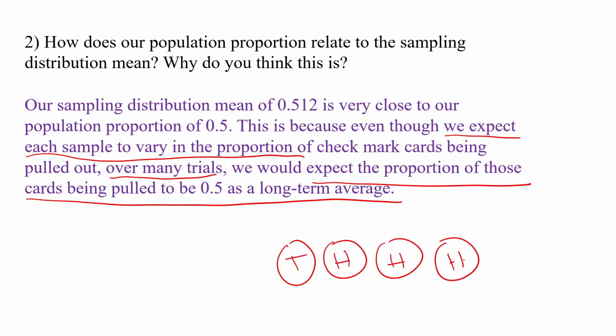if we flipped a coin 5 times and got tails and then 4 heads, we wouldn't necessarily think, oh, it's an unfair coin or anything like that. What we would expect is if we continued flipping the coin, the long-term average would even out. And it would be about 50% heads, 50% tails. And that's the same thing with our sampling distributions here. In the long run, we do expect the proportion of our population to be equal to the mean of our sampling distribution.